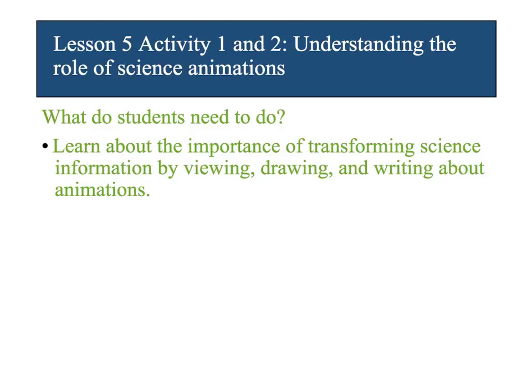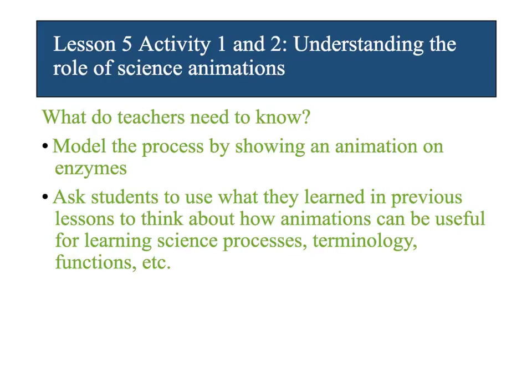So, activities 1 and 2 are understanding the role of science animations, and students will learn about the importance of transforming science information by viewing, drawing, and writing about several different animations. So what do you need to know? The first thing is to model the process by showing students an animation on enzymes. Now remember, they've just done a whole activity on enzymes. They've thought about enzymes. They should have depth of knowledge on that particular science process. So you'll model the whole protocol using enzymes as your example so that when we get to the new science processes, students will know what they're doing.